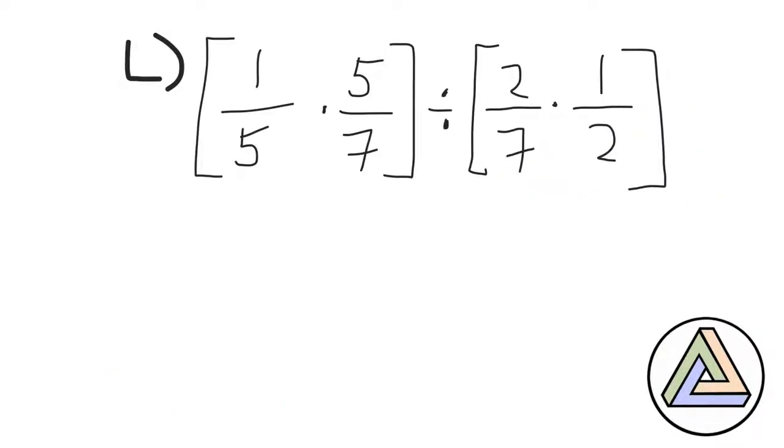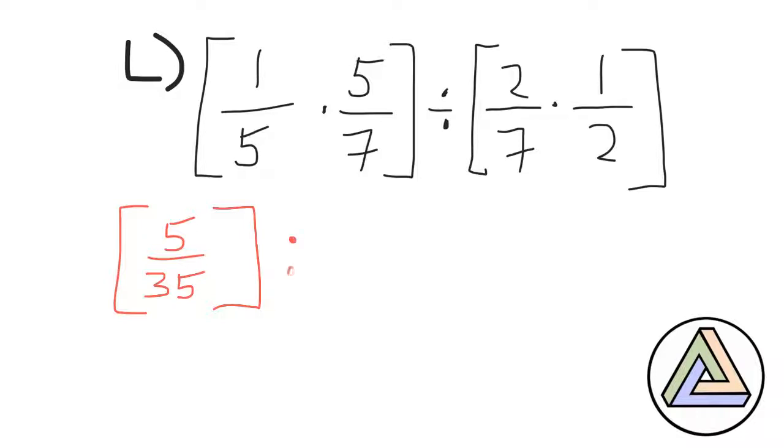All right, so we have the final problem. We have a bracket divided by another bracket. So as usual, according to PEMDAS, we're going to have to simplify these guys. So let's take a look at the first bracket. Multiplying straight across, 1 times 5 is definitely 5, all over multiplying straight across, 5 times 7, well, that is 35. So that's 5 over 35. And let's just leave it there for now.